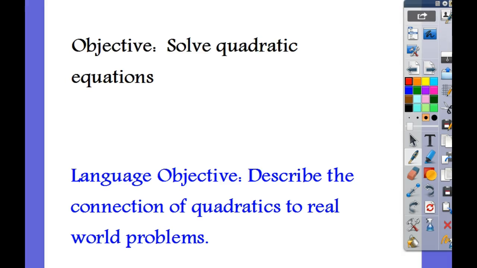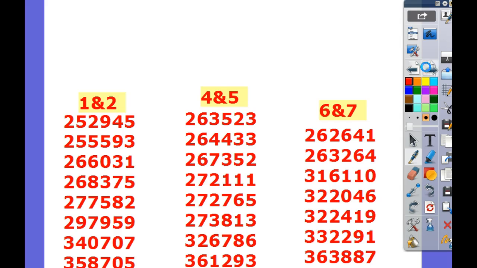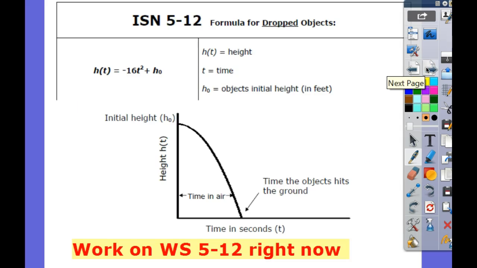We are still looking at solving quadratics. We are applying those quadratics to sort of real life problems. Now, this was the equation that you were using yesterday. This is a pretty simple equation.